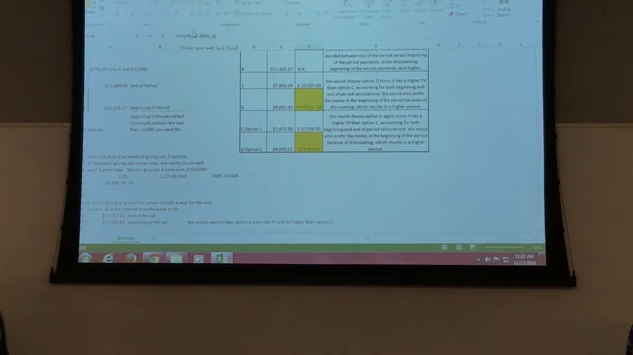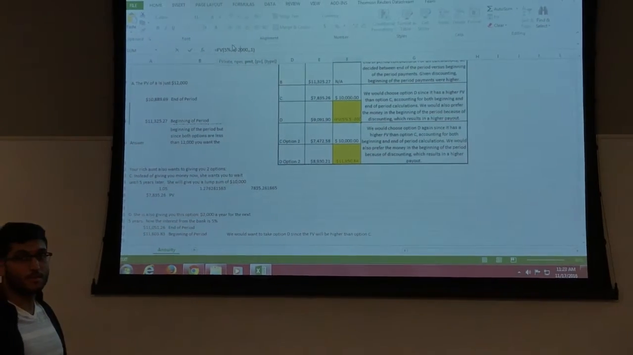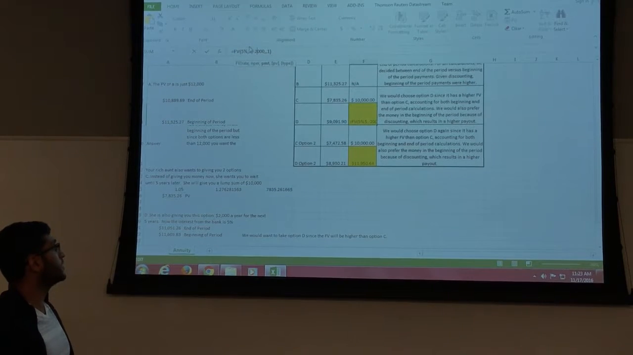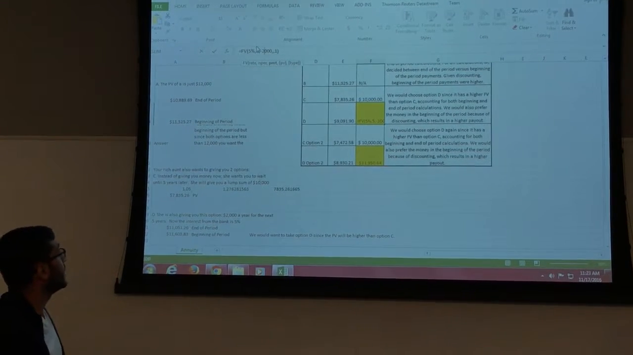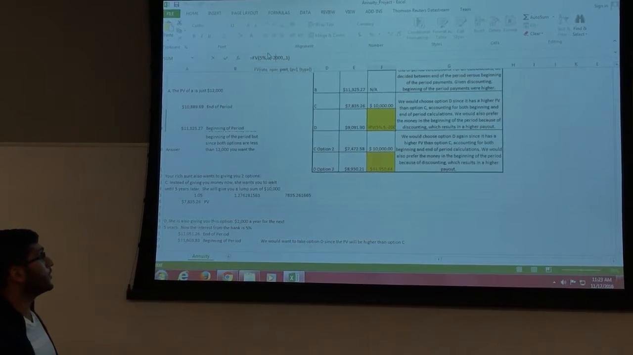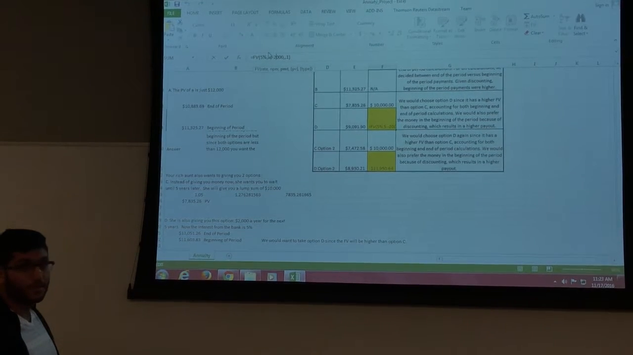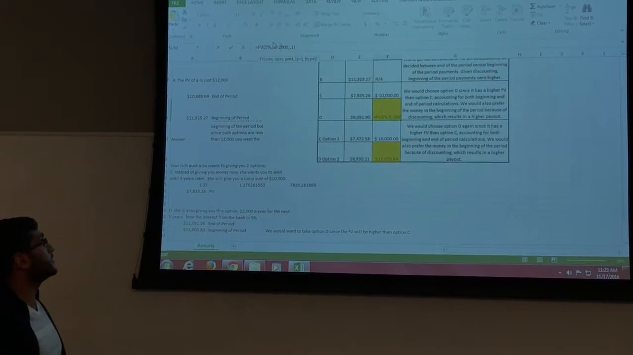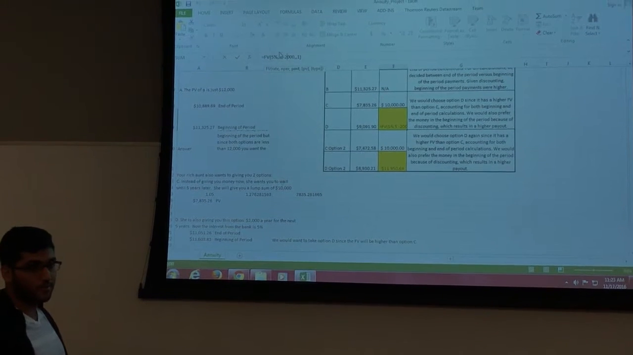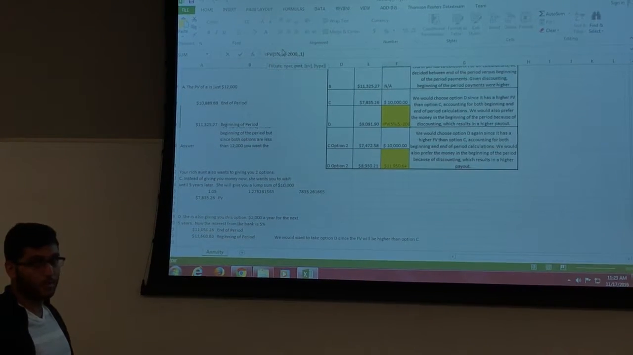So in the calculation, we didn't have to do anything for Part C since it was already in future value terms. We only had to calculate Part D. So we used basically the formula future value, 5%, 5 years. You're giving the bank 2,000, so it's -2,000. And we did end of the period, which was 0, and beginning of the period, which was 1.